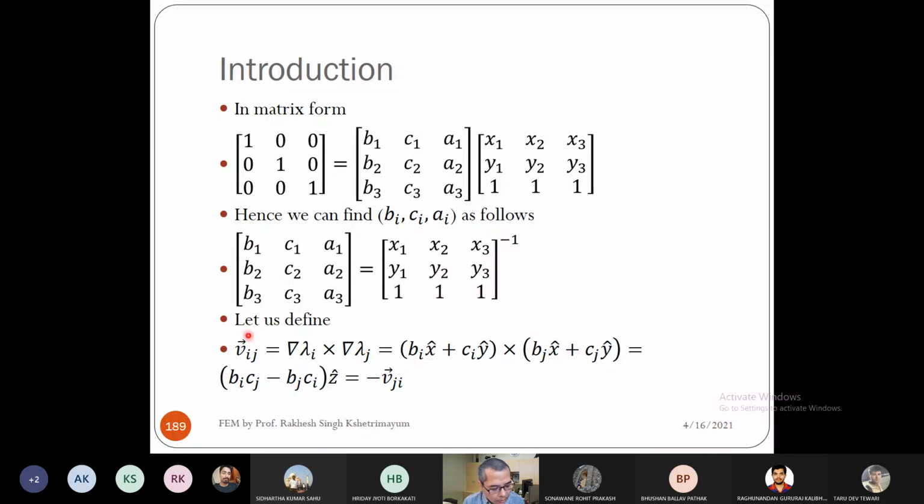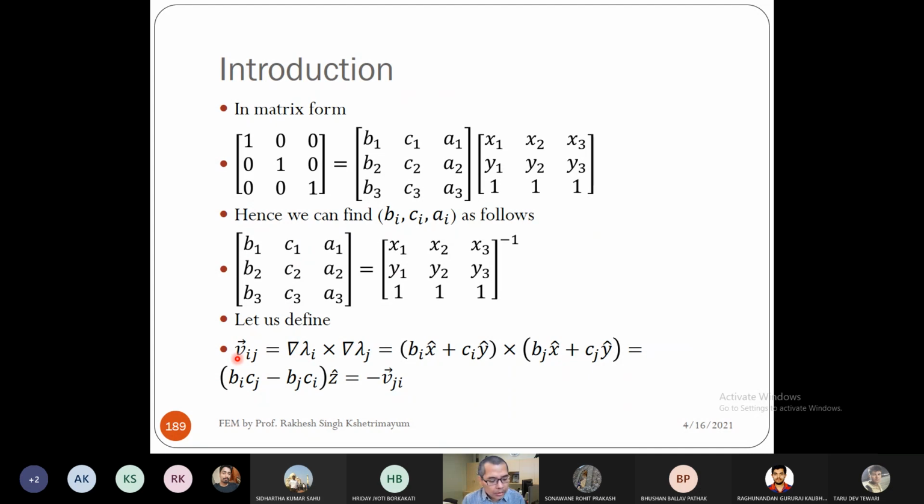So this is what I define as the Bij vector, the cross product of the gradient of lambda i and lambda j. What we observe is that it depends totally on bicj minus bjci. I can always find these values of b and c from this relation here, once I know the coordinates of the three nodes of the triangular element x1, y1, x2, y2, x3, y3. So I can always find this vector Bij, which will be required for finding Sij.